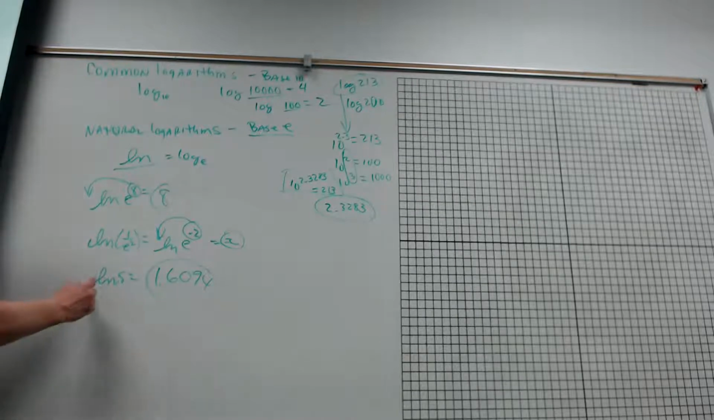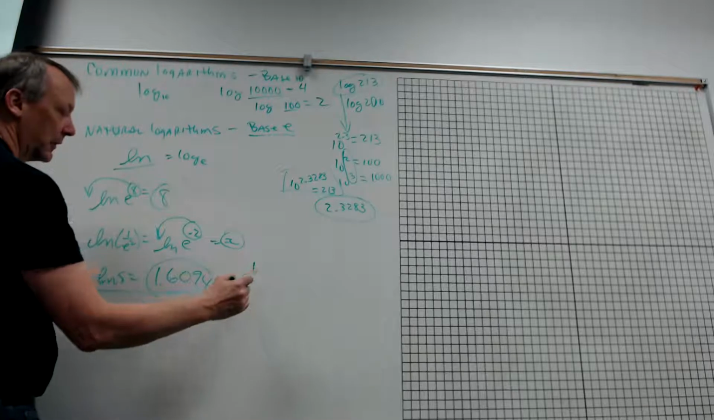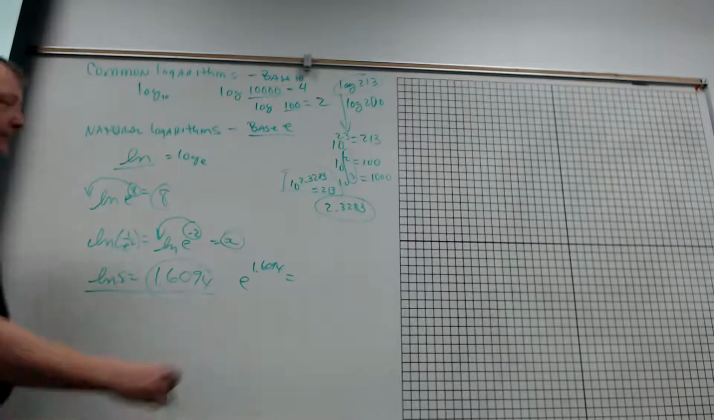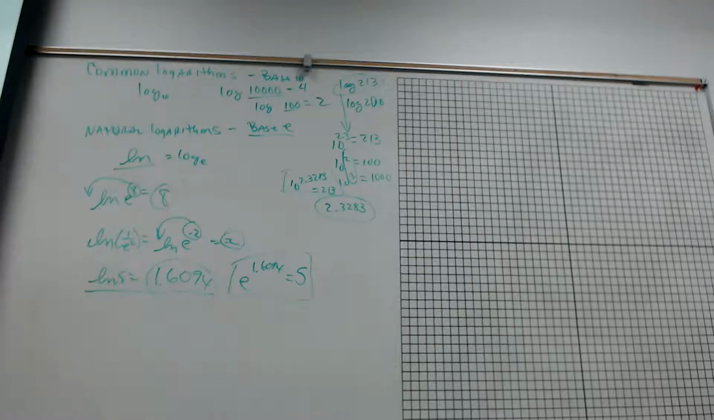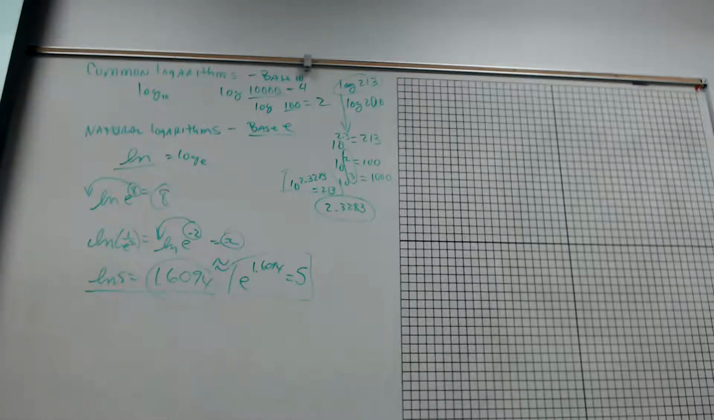All right, how would you write that as an exponential equation? It will be e to the 1.6094 equals 5. Okay? Those are similar equations. That makes sense? Do we need to put a symbol of almost equal, like an equal sign that's curvy, in the exponential? Yeah. Okay?